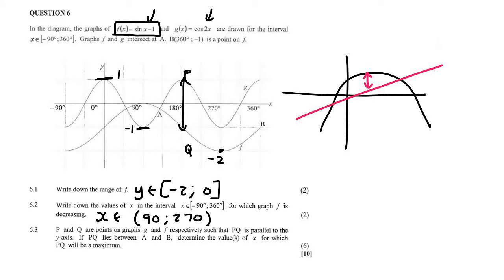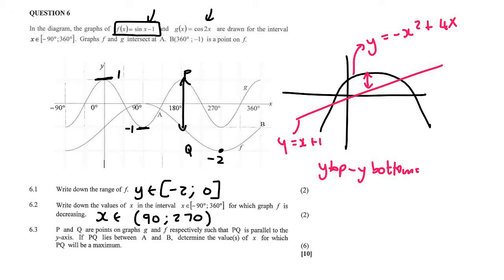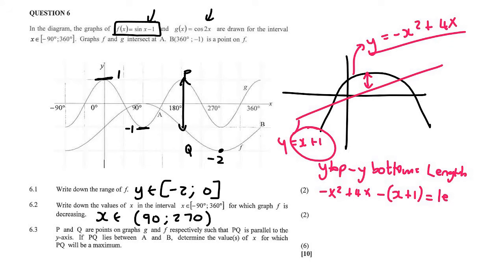They would have given you a parabola back in the day. They would have said, like, y equals negative x squared plus 4x. And then they would have given you a straight line like y equals x plus 1. Then what we used to do is say y top minus y bottom, and that would be the length between the two graphs. So the top one was this. So we would say negative x squared plus 4x minus, and then we would plug this equation in brackets, and that would represent the length. We would then simplify this, which would eventually give us this over here.